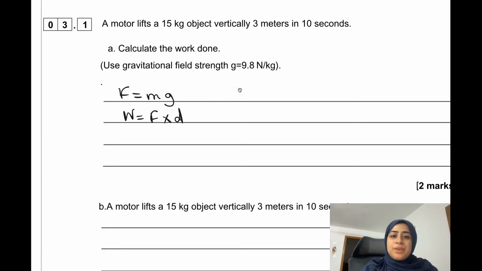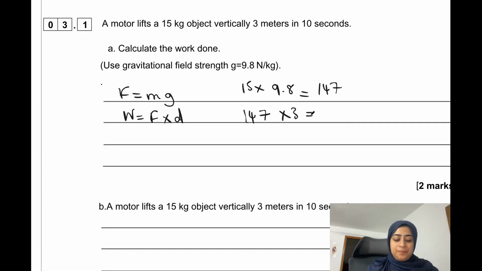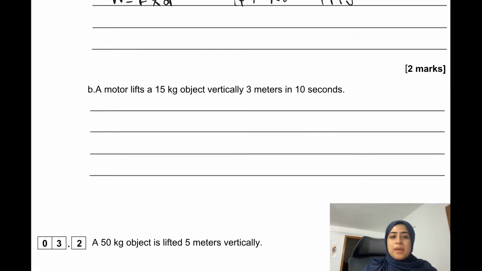So 15 times 9.8, which is 147. And then 147 times by 3. That's 441 joules. Okay, that's for part A.